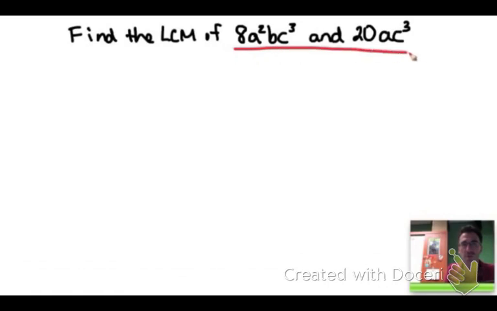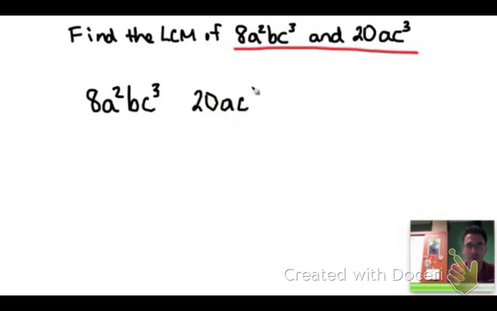In this tutorial, what we're going to do is look at how to find the LCM of two different monomials. So remember, a monomial is a combination of a number with some variables. To do this, we're going to set it up exactly the same as how we did with the GCF. And I'm going to do this two different ways again. So I have 8a squared bc cubed and 20ac cubed. Just like with GCF, I'm going to start with the numbers.